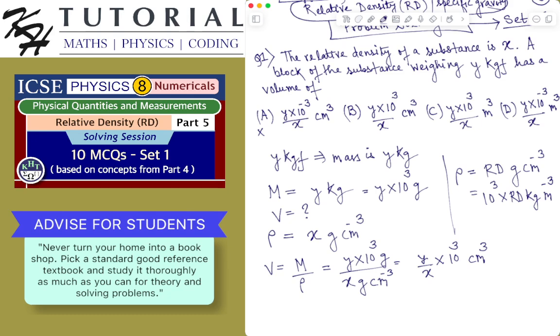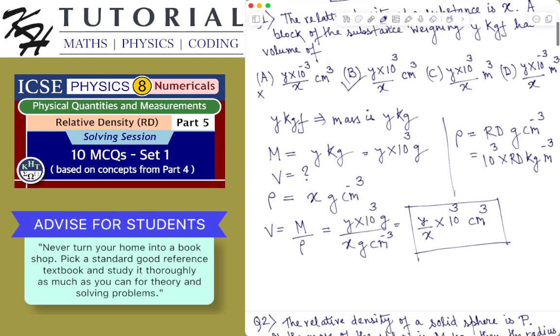So this is correct, since this will be the volume of the block of the substance in centimeter cube, that is y by x multiplied by 10 to the power 3. So immediately we can say choice B is the correct. Now since these are all single correct multiple choice questions, that is only one choice will be correct, we need not see the choices C and D.